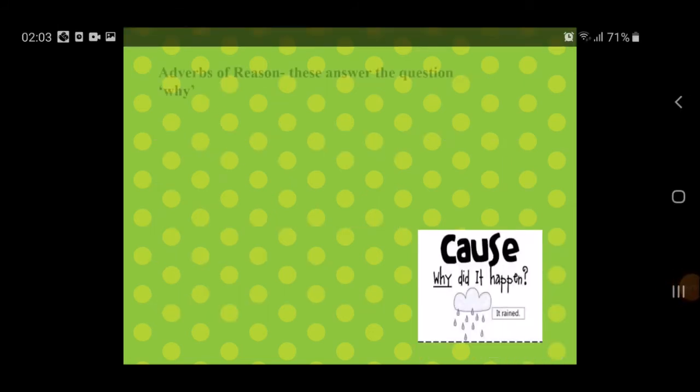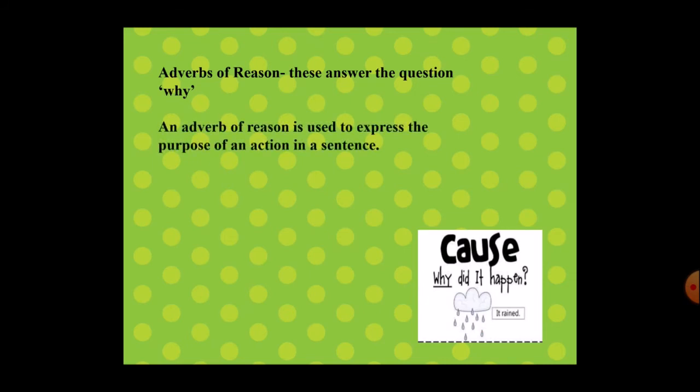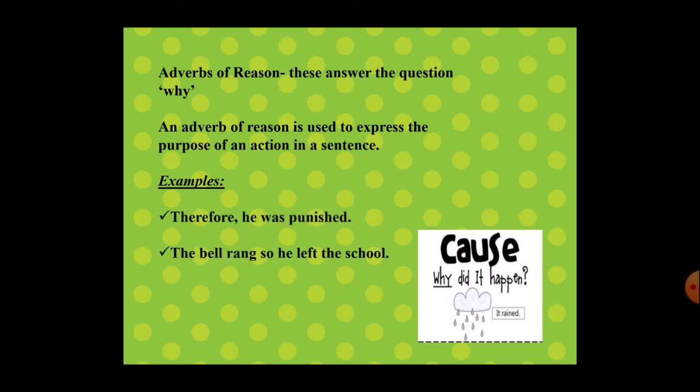And the last is adverbs of reason. These answer the question why. An adverb of reason is used to express the purpose of an action in a sentence. Here are a few examples. Therefore, he was punished. The bell rang, so he left the school. On account of rain, the match was postponed. Therefore, so, and on account of are examples of adverbs of reason.